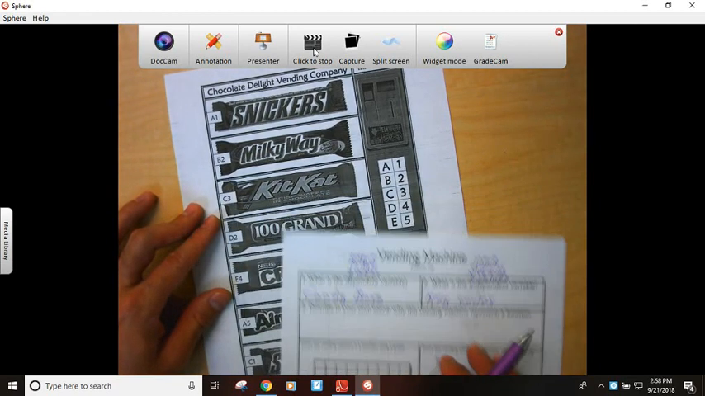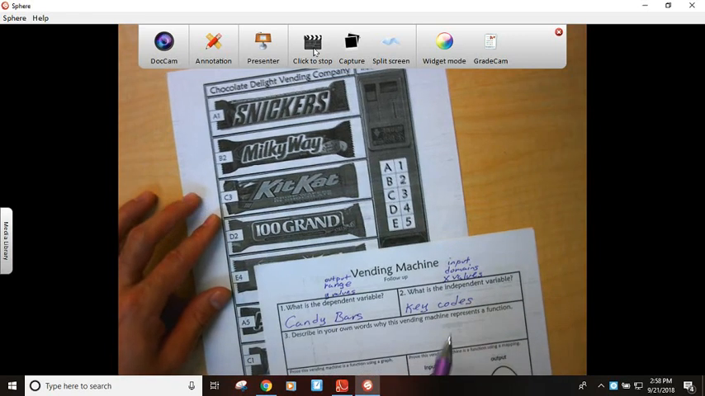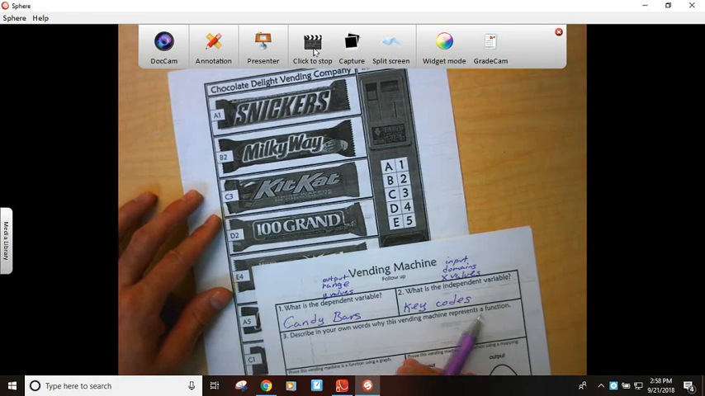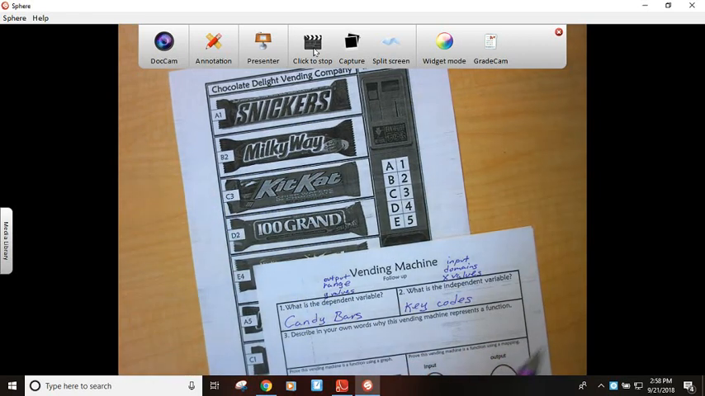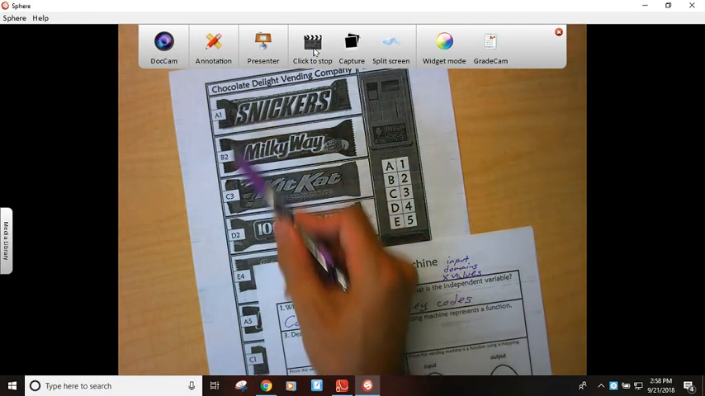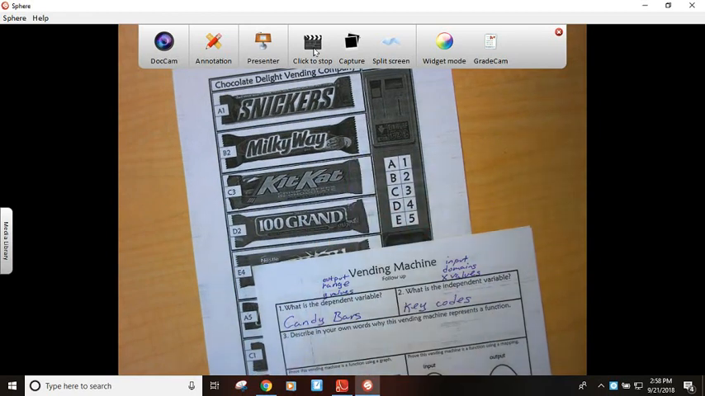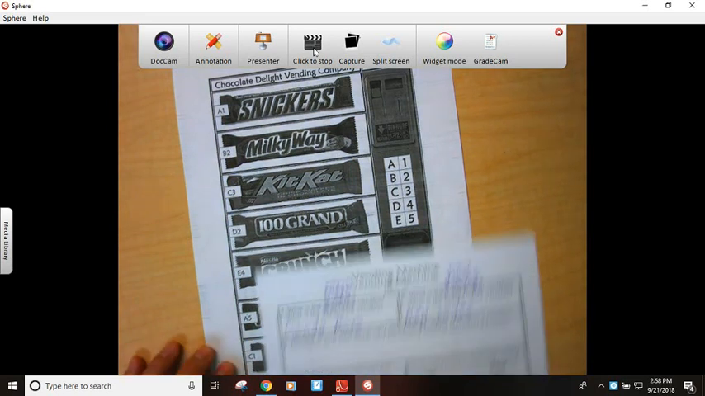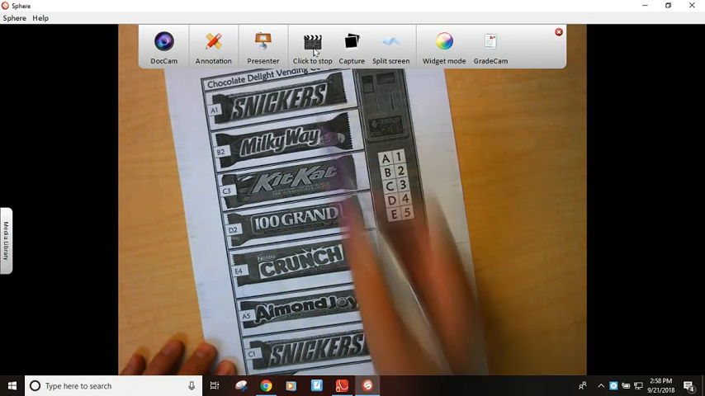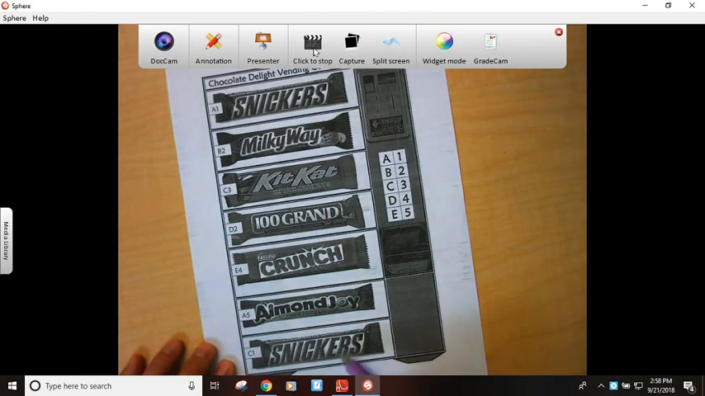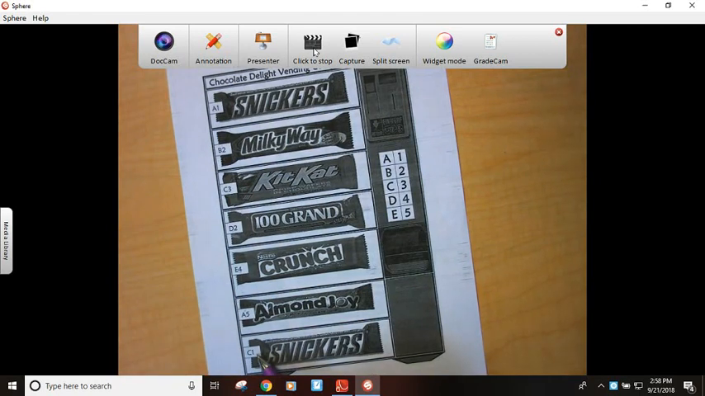Well, when we looked at our vending machine, we have to know what a function is first. And a function is for every one input, you have one and exactly one output. So when we're looking at this, we look at each one of our inputs on the candy bar. Each input has an individual output. So even though we look at this and we have two Snicker bars that can come out of the vending machine, each one is a different input. So therefore, this is a function.